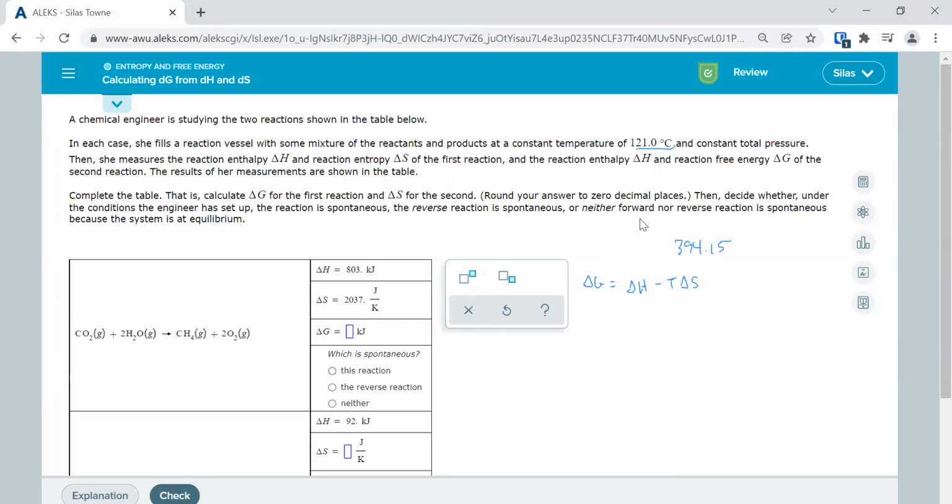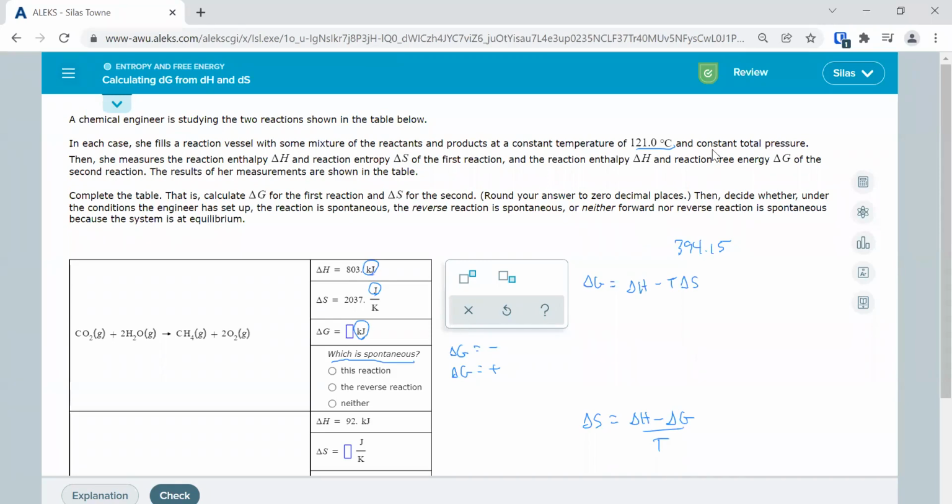This one, we're going to use delta G as is. And then down here, we've got to rearrange and solve for delta S, which looks like this. Now we've got joules here, we've got kilojoules, and then kilojoules here. And then we have this last question for both of them, which is spontaneous. Remember, if delta G is negative, it's spontaneous in that direction. If delta G is positive, it's spontaneous in the other direction.